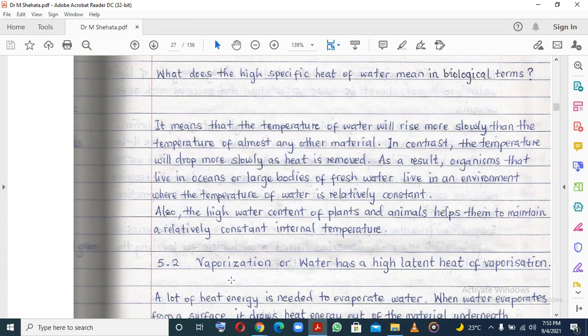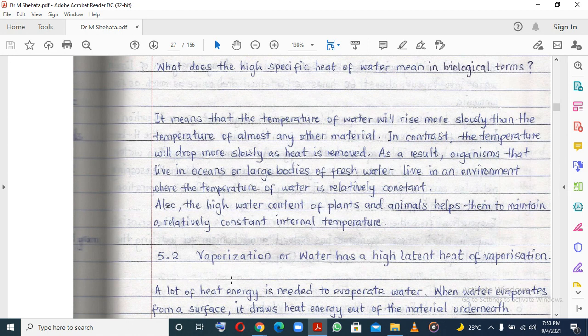Now remember, this is biology, and the key thing is for us to be able to learn this and understand the consequences, the reason and the importance of it with regards to what? With regards to supporting life, isn't it? So what does this mean? This means that the temperature of water will rise slower than the temperature of almost any other material.